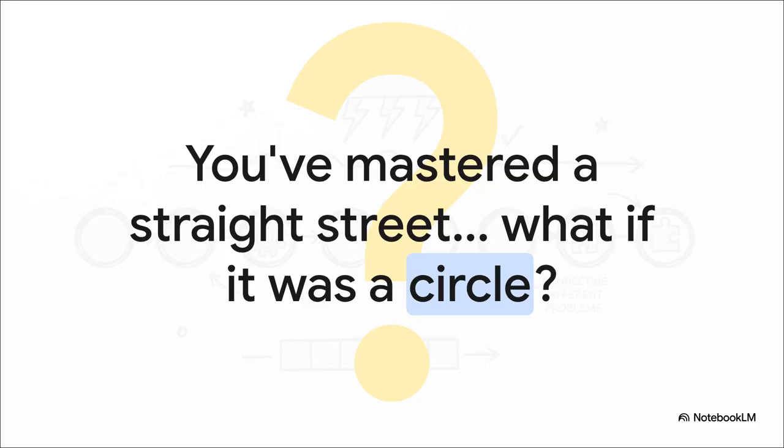Which leaves us with a final thought to chew on. You know how to solve this for houses on a straight line, but what would you do if the street was a circle?